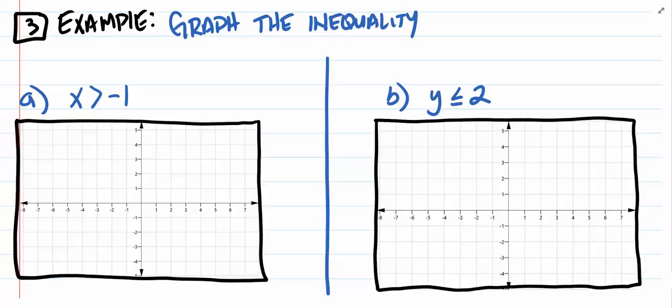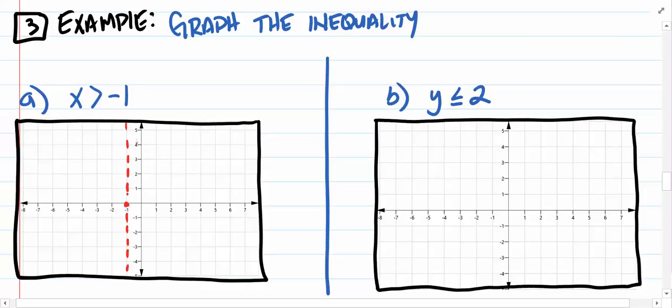Okay, box number 3 is an example. I'm giving you two lines here, one's vertical, one's horizontal. So part A says, let's graph the inequality x is greater than negative 1. So here's negative 1 on the x-axis, and we're going to do a vertical line, and the line has to be dashed because it says greater than, so I cannot include any member of that line. And I want to shade to the right because it says greater than that. So this is what my solution set would look like for x is greater than negative 1.